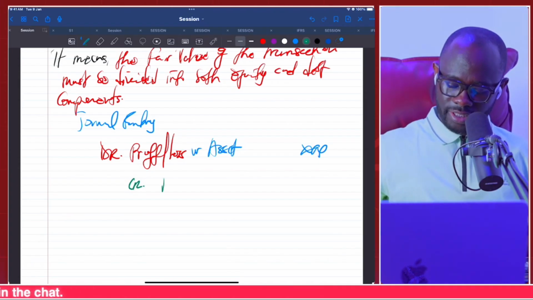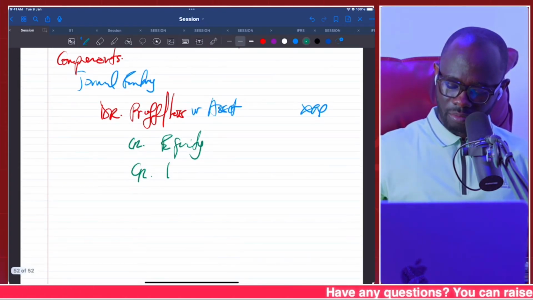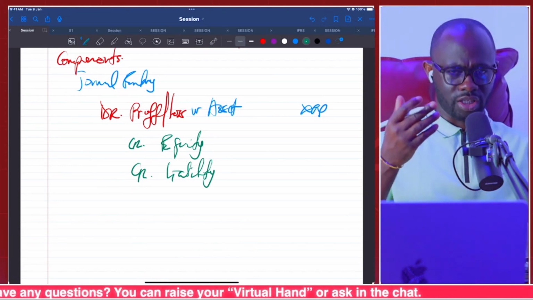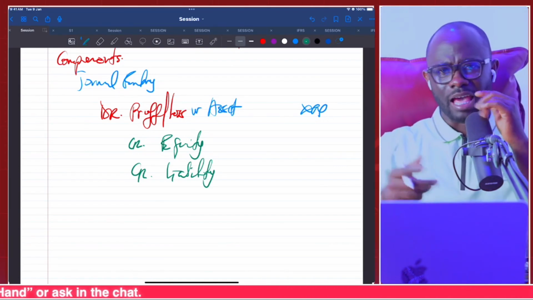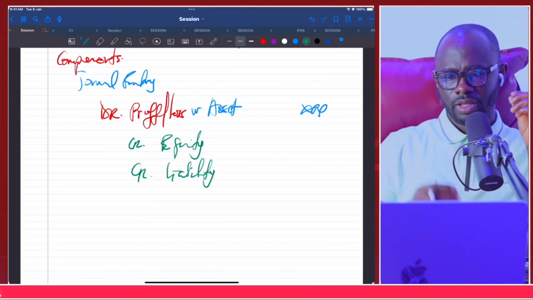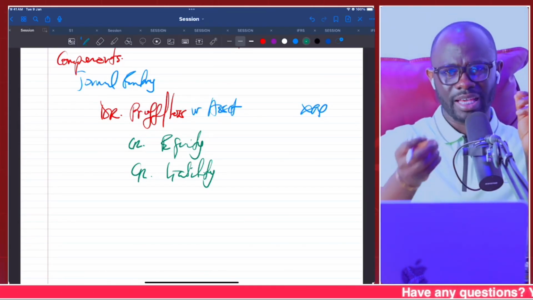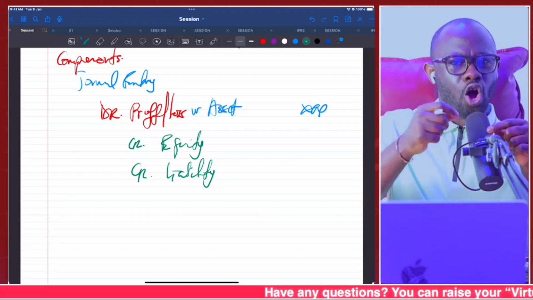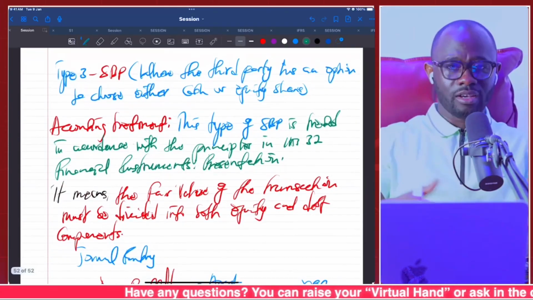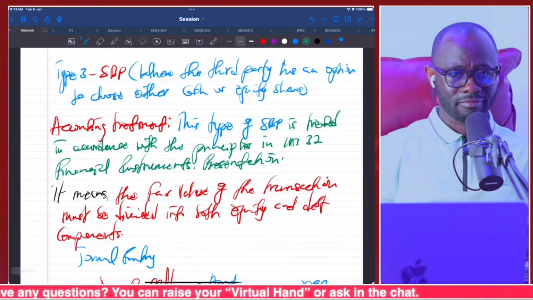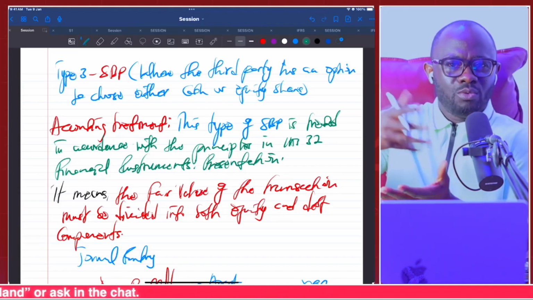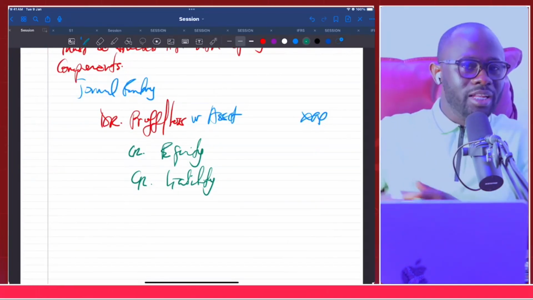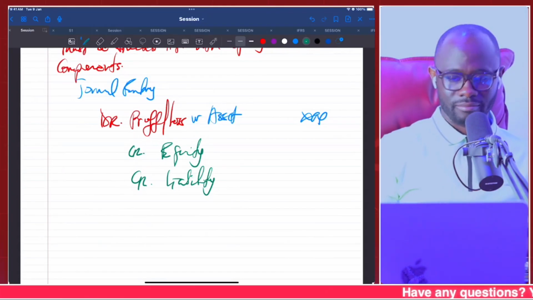We have to credit equity and credit liability. Okay, so this is where the principle shines. What is the liability? Simple. The liability component is the cash option of the transaction. So if the person is taking money, how much will we pay the money? That is the liability component.